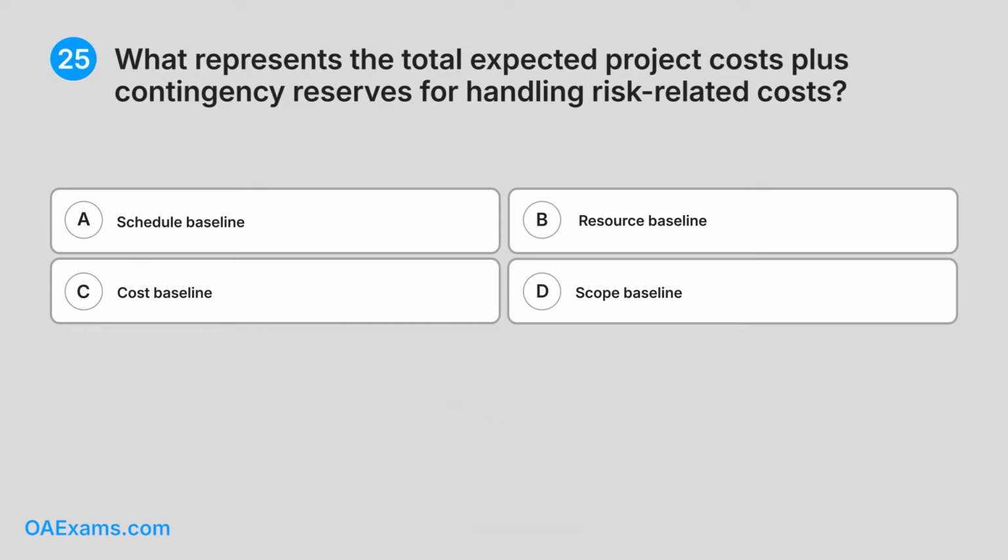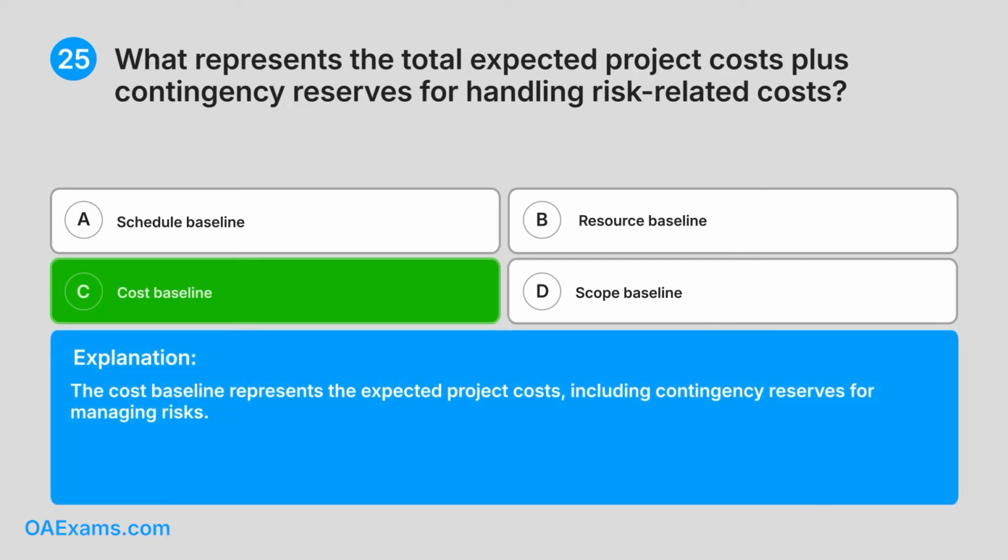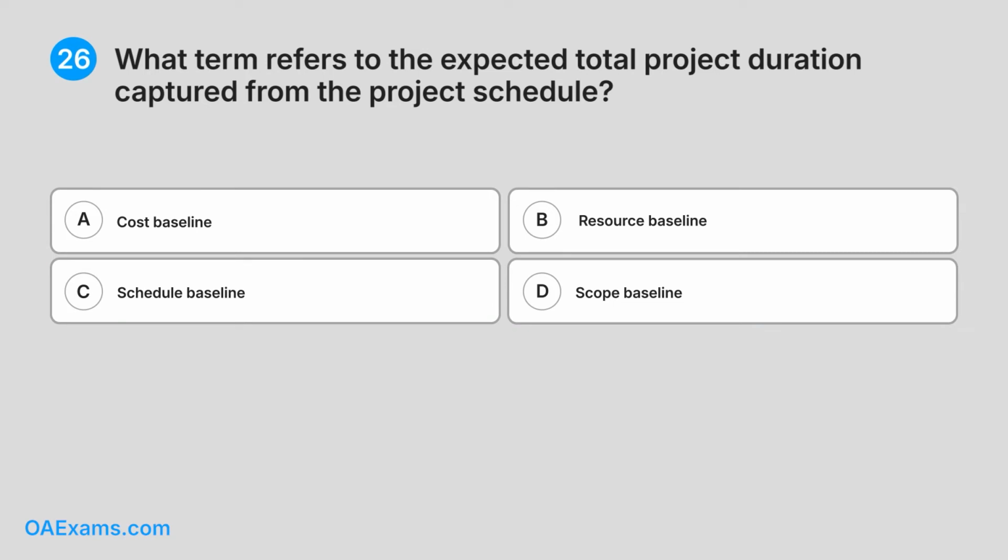Correct answer. C. Cost baseline. Explanation. The cost baseline represents the expected project costs, including contingency reserves for managing risks. 26. What term refers to the expected total project duration captured from the project schedule?